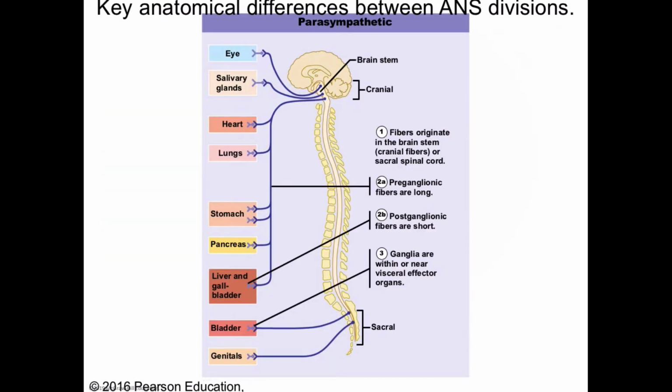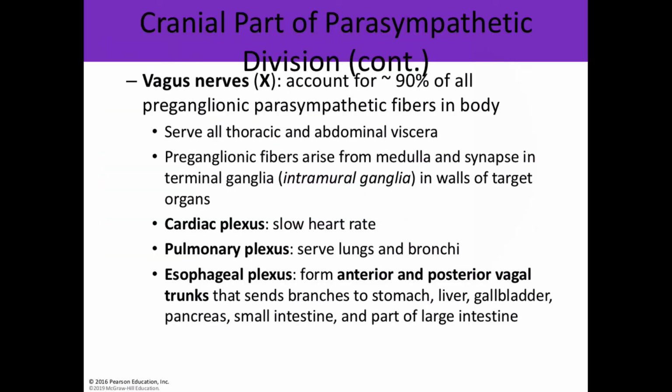So I'll now move it on over, now that you've done that. I'll pause here for just a moment. The reason I pause here is because of the vagus nerves, the 10th cranial nerve. I pause here for very important reasons, you all. They account for 90% of all preganglionic parasympathetic fibers in the body. So they serve all of our thoracic and abdominal viscera.